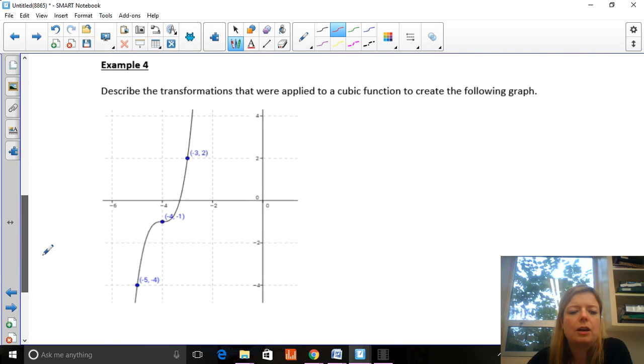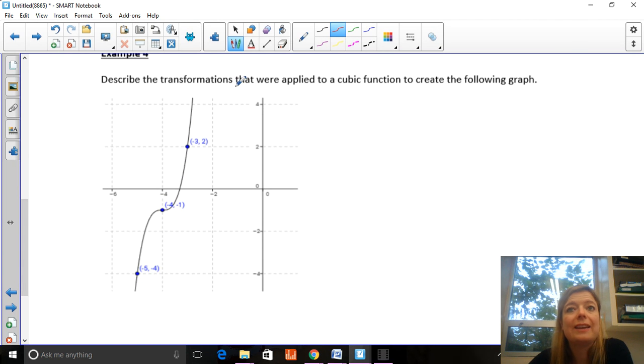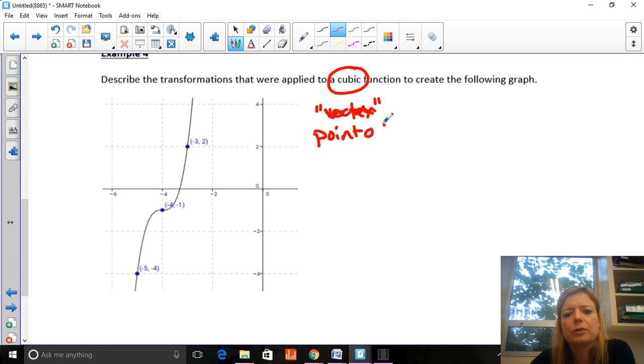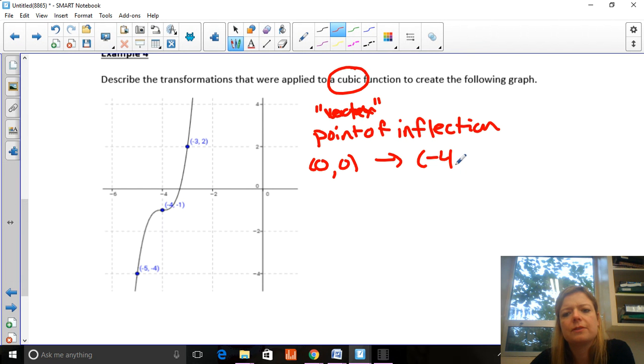Alrighty. So here's an example where you're given the graph of a transformed function, and I want you to describe the transformations that were applied. First of all, you realize that it's cubic. Normally the vertex of a cubic, it's not the vertex, it's really called the point of inflection. That's where it starts going up, then goes horizontal, and goes up again. Normally it's at 0, 0, but in this case it's been moved to -4, -1.